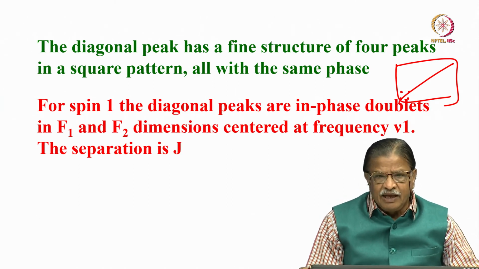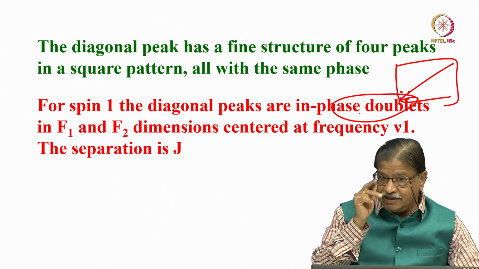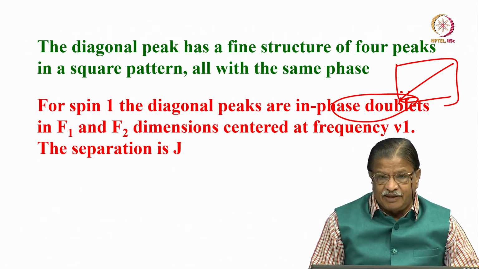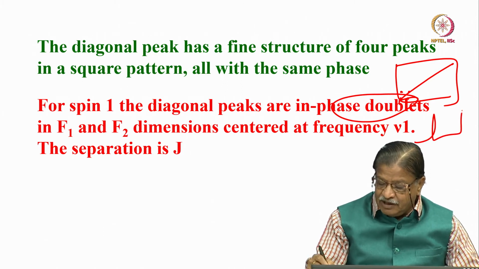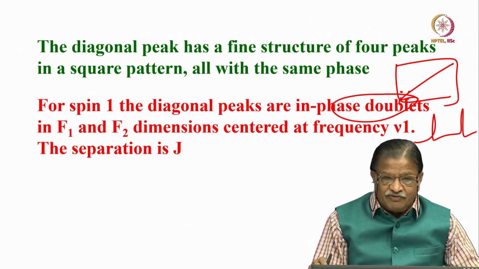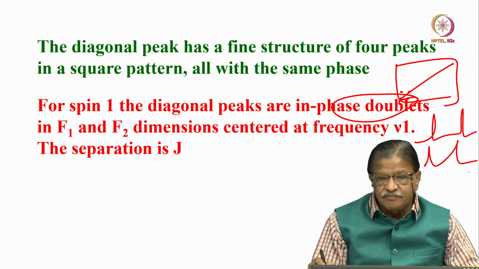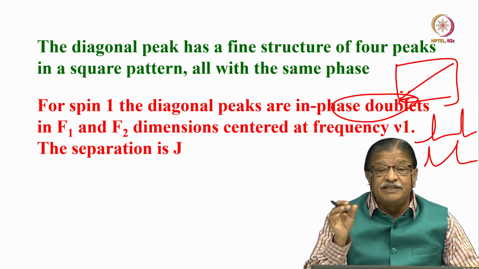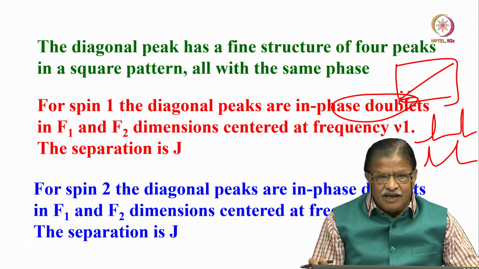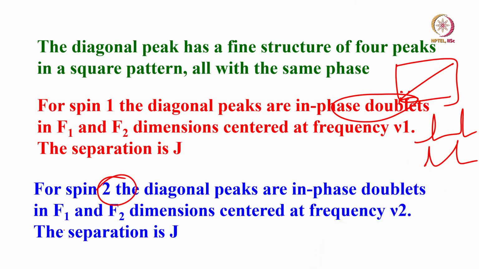For spin 1, the diagonal peaks are in phase doublets. We discussed in phase, antiphase, in phase dispersive, in phase absorptive, everything. They are in phase doublets. Both are in phase doublets in the T1 dimension. Similarly, in the T2 dimension or in the F2 dimension also, it is an in phase doublet. Both are separated by J. Interestingly, both are separated by J. Okay. So, for spin 2 also identically, the diagonal peaks are in phase doublets, both in F1 and F2 dimensions, centered at the frequency nu 2.